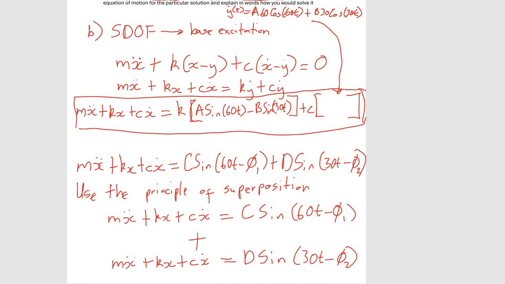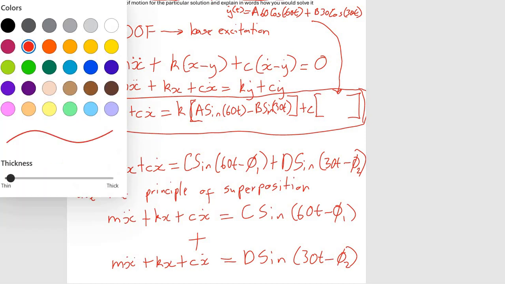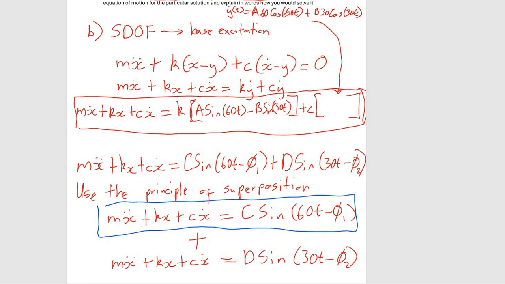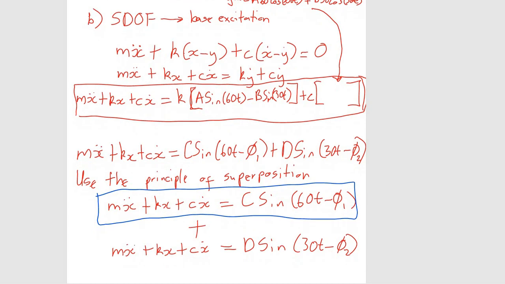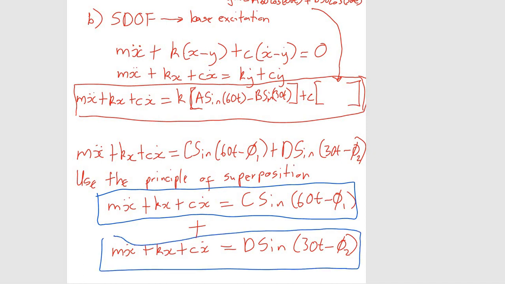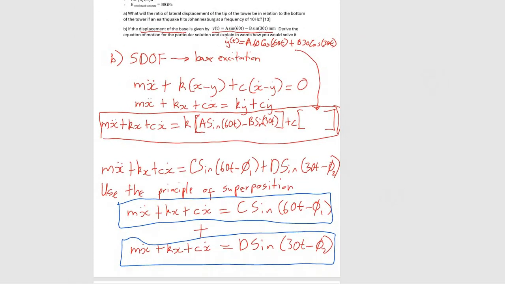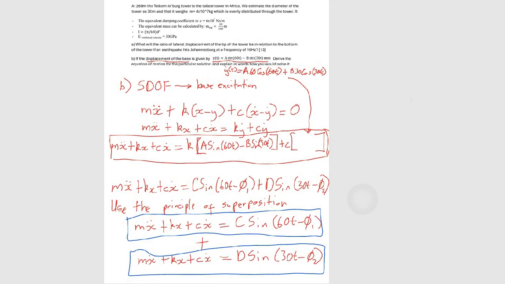So as you can see, if I can use a different color, what you're going to see is we have this part of the superposition that is going to be added plus this part also of the superposition. So these are the two superimposed solutions that we are going to add in order for us to solve our equation of motion. So that brings us to the end of this particular question.